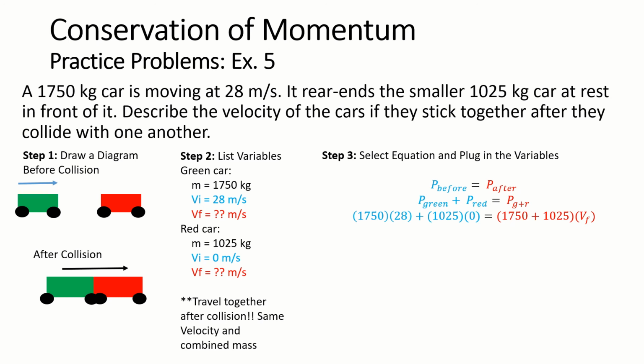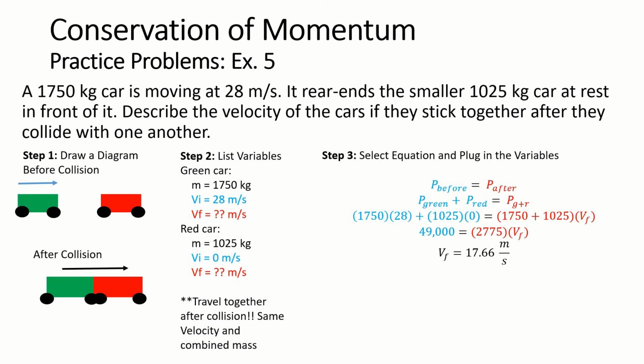And that makes this a lot easier to solve. So you find the initial momentum of the green car. It came into this with 49,000 units of momentum, kilogram meter per second, but 49,000. And the combined mass of both of them, if they stick together, is 2775 kilograms. Divide. And what do you notice?